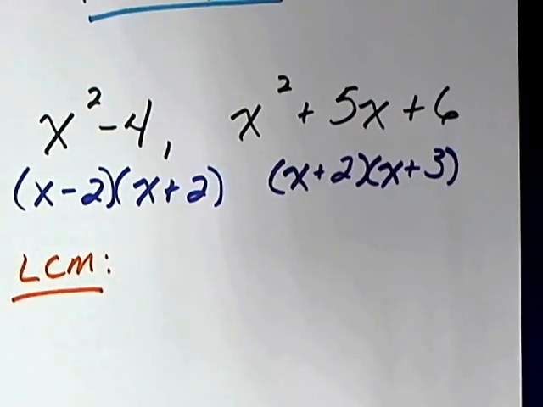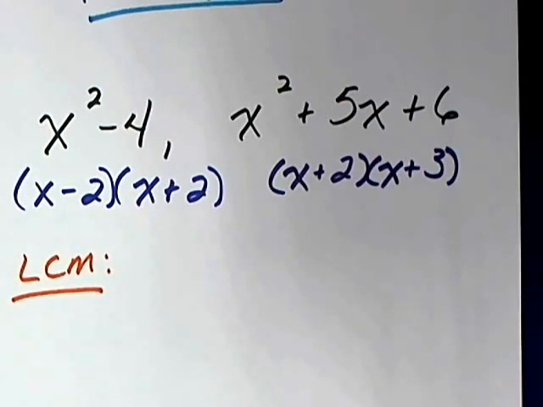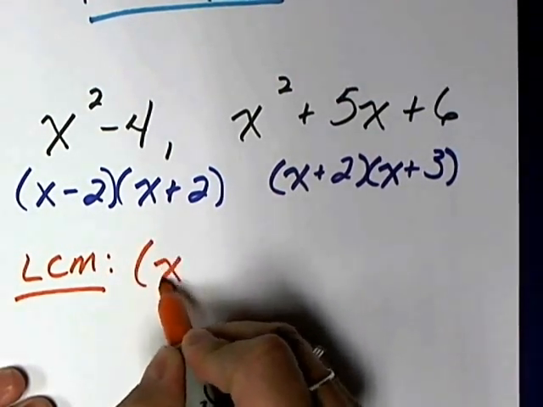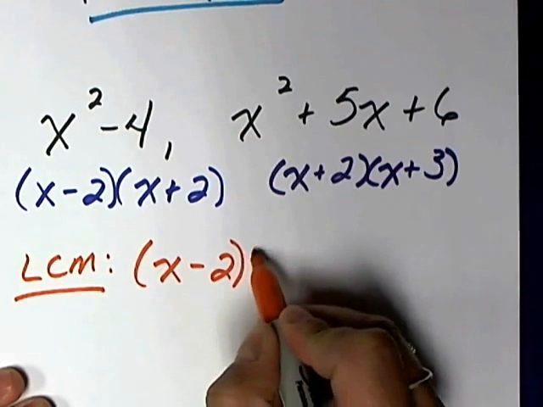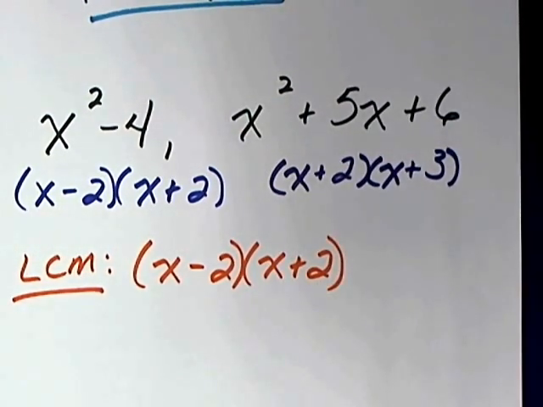The LCM has to include all of our factors, but we don't want to include repeat factors, because that's how we don't get the least in the least common multiple. So what I always do is I list all of my factors of my first problem, because I can't have less than what I've got. And I have these two factors, so I can't be ignoring them.